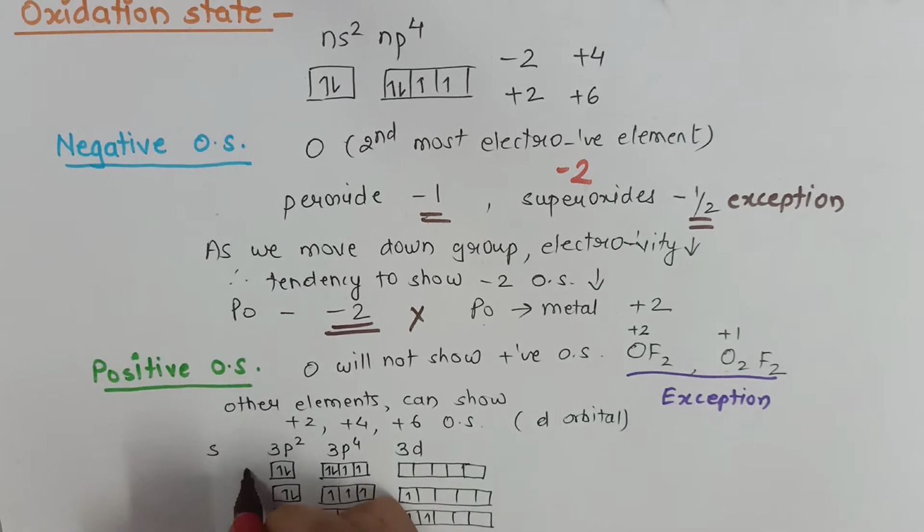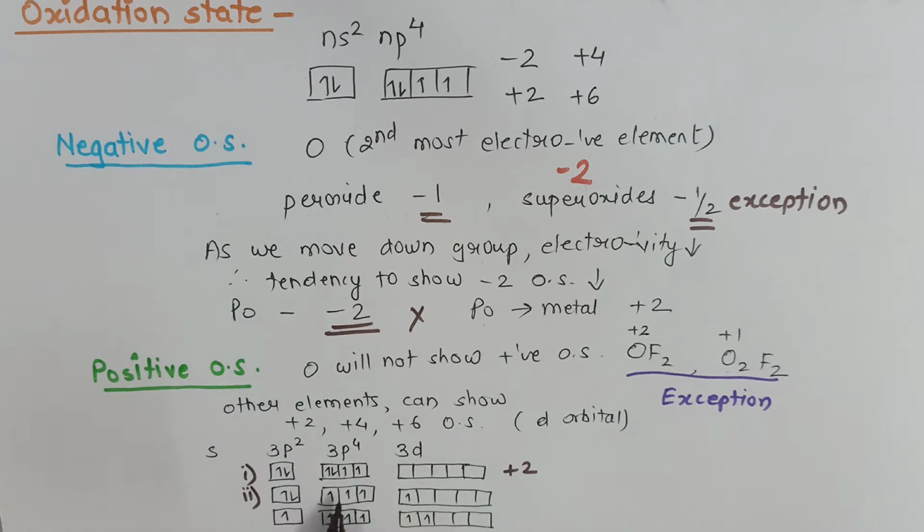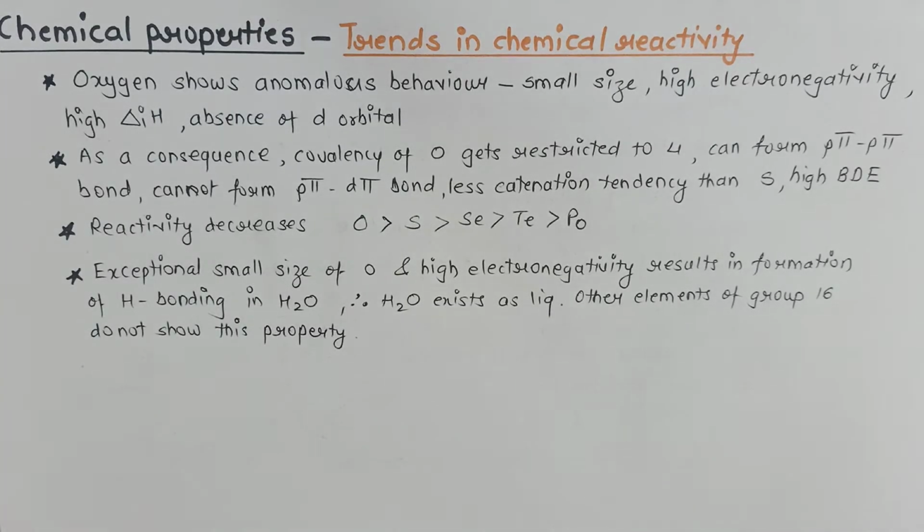In the first case, these two unpaired electrons can account for its +2 oxidation state. In the second case, one electron from p can be promoted to d orbital. So presence of 4 unpaired electrons can account for +4 oxidation state. In the third case, one more electron from 3s can be promoted to 3d, and that will account for its +6 oxidation state. So we can say except oxygen, all other elements can show +2, +4 as well as +6 oxidation state. Now let us move to chemical properties and trends in chemical properties.